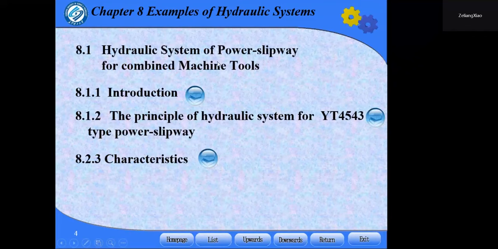Also, I introduced the hydraulic system of power slides for combined machine tools, which includes the introduction and the principle of YT34 and YT450, all three types of power slides and their characteristics.